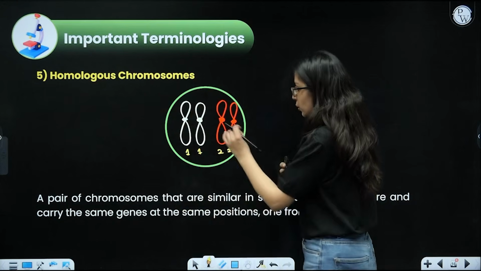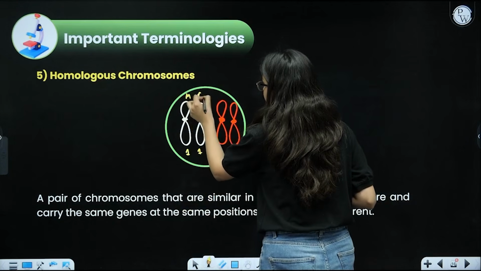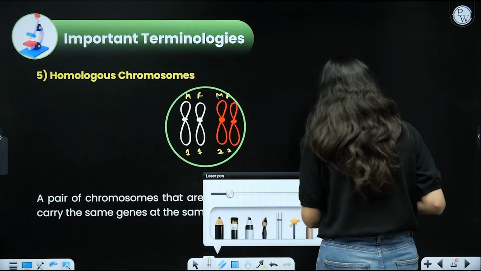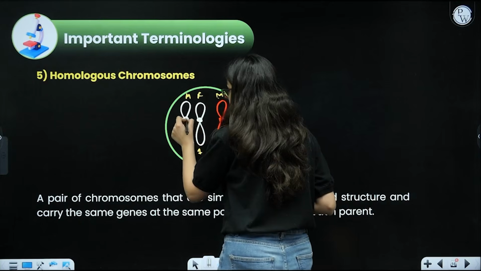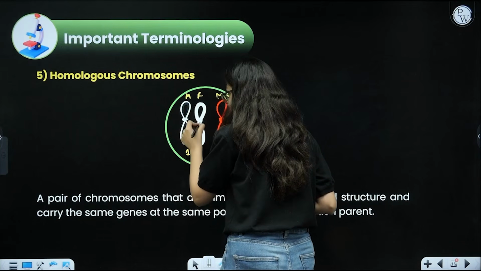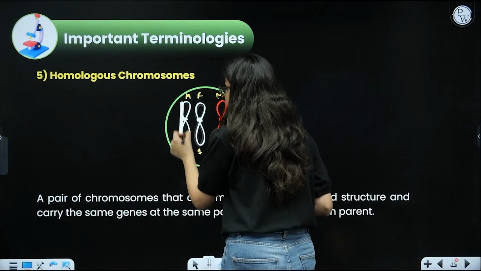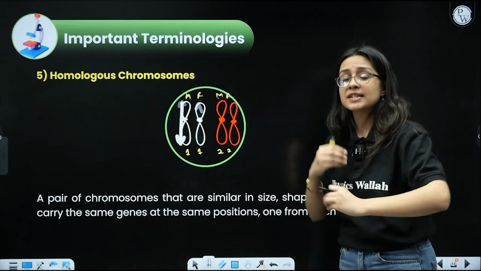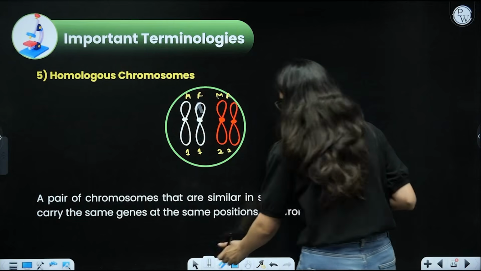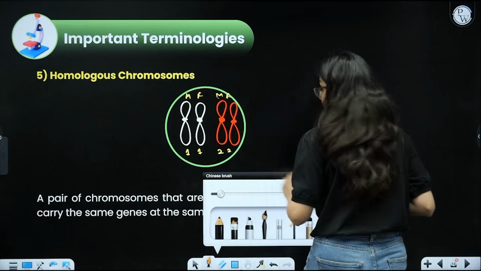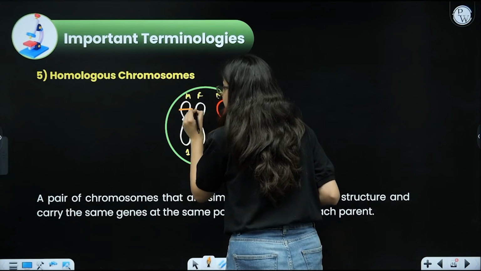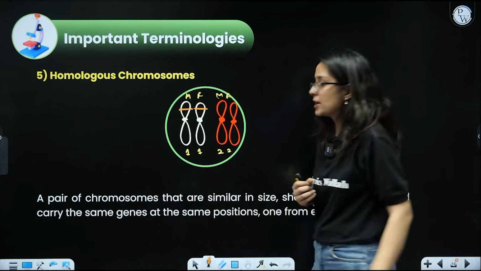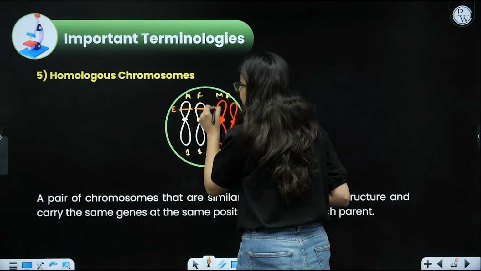Do you see over here, one is from the mother, one from the father, one from the mother, one from the father. Since one is from the mother and one is from the father, both these chromosomes are the same in length. They have the same shape, and they will also have the same kind of genes. For example, if there is a gene for eye color in the mother, exactly in front of it there will be a gene for eye color on chromosome number 1 of the father also. So this is the eye color gene, and over here is also the eye color gene.